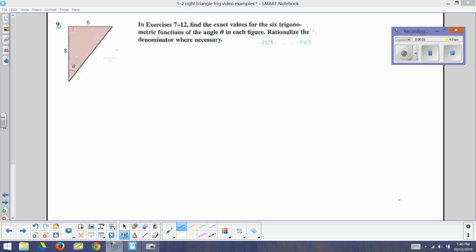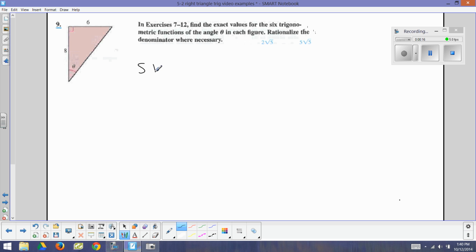Find the exact values for the 6 trigonometric functions of the angle theta in each figure. Rationalize the denominator where necessary. You need to remember what the trig functions are equal to.